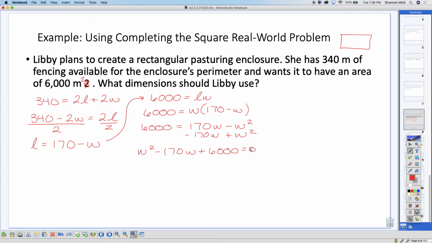Then you don't know the quadratic formula yet, so we probably have to complete the square, right? Okay, so no different than any other problem, right? Kick out the 6,000. Take out the 6,000.